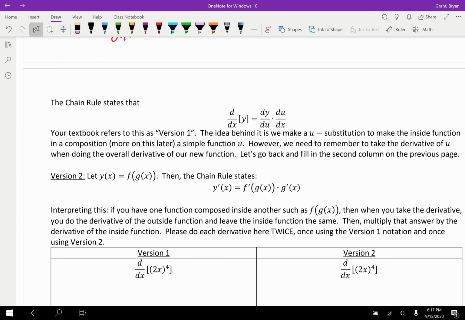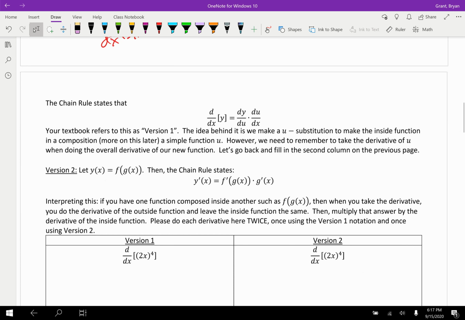Now, we have 2 different versions of the chain rule, and they're both good. I tend to use version 2 more than version 1. Your textbook calls them version 1 and version 2. However, it is important to know both of them because sometimes on especially multiple choice questions, they'll phrase the chain rule in terms of version 1, or other times they might phrase it in terms of version 2. So we need to be comfortable with both of them, and so let's look at what they're telling us.